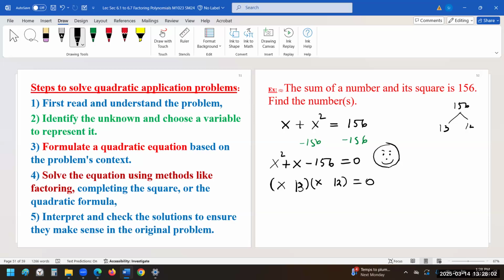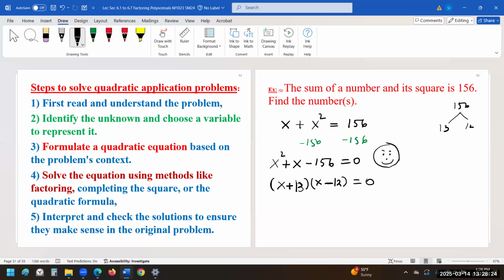How about their signs? 13 has to be positive because of the middle sign. That means our 12 has to be negative. And now we are very happy. We factored the polynomial we have, and now we go for solving.